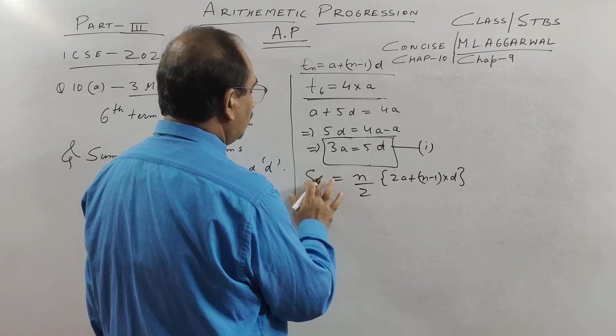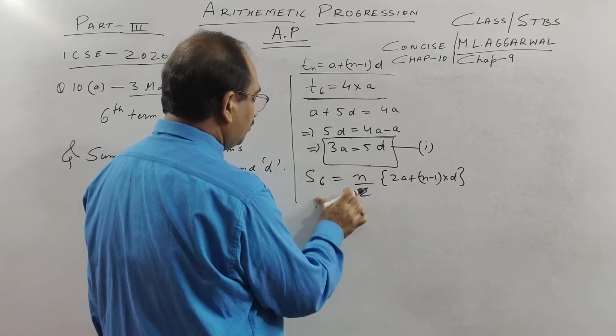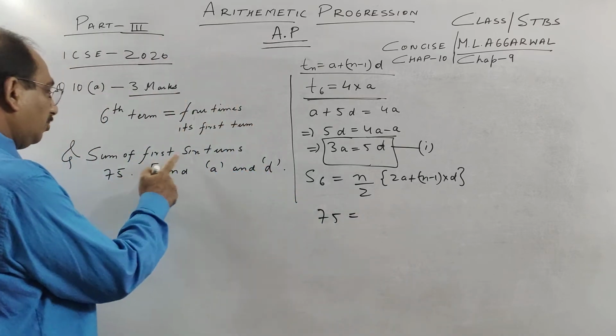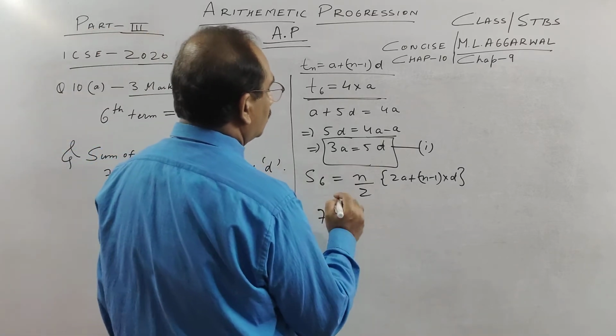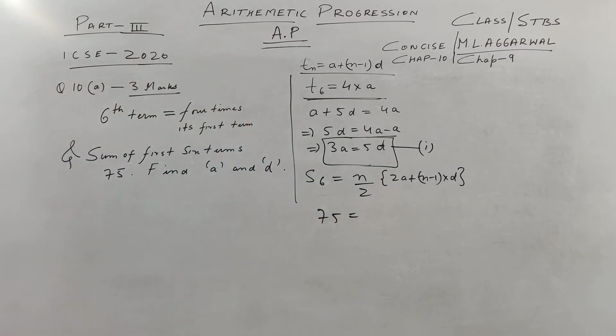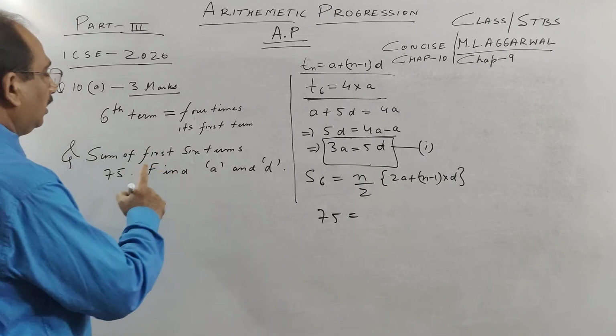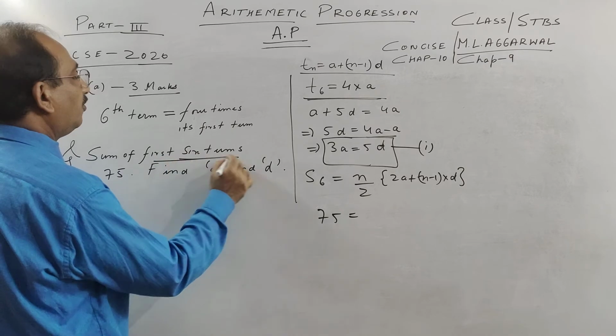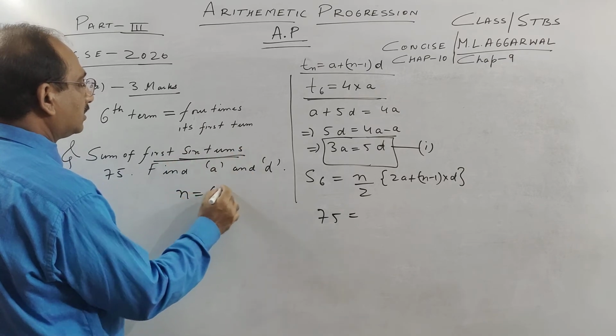Okay, so here the sum of 6 terms I'll write, because in the second step I'm going to substitute. So this is 75, the sum of 6 terms. We have to find A and D. So n is 6. Remember, it is the sum of the first 6 terms.